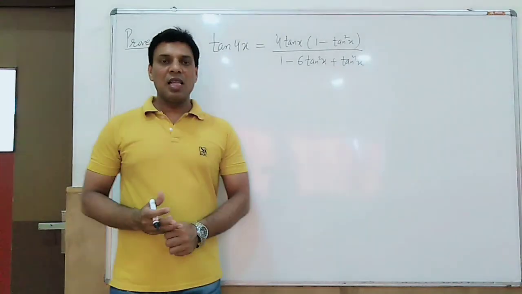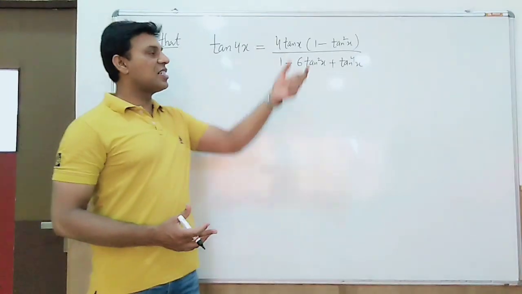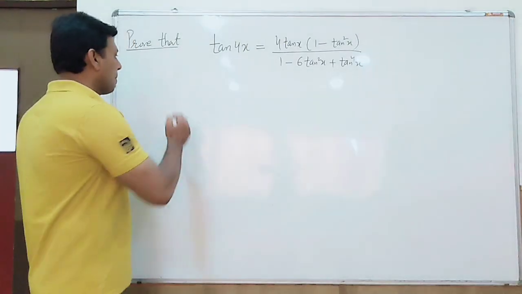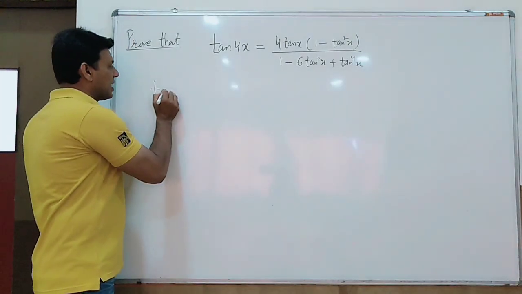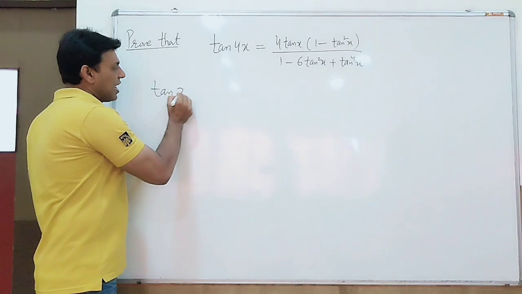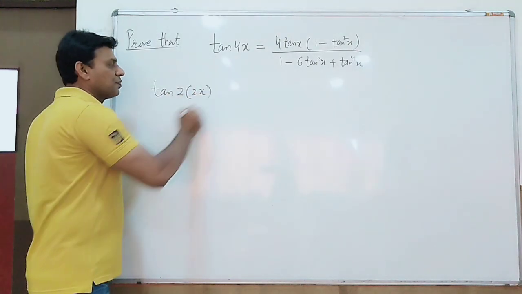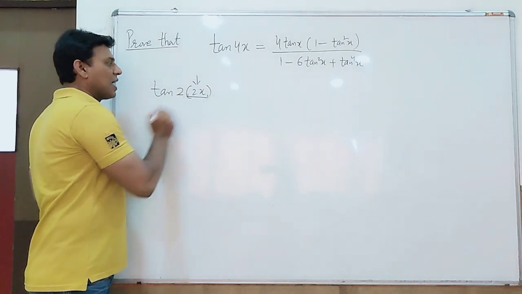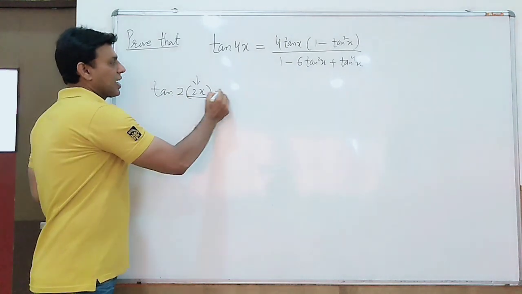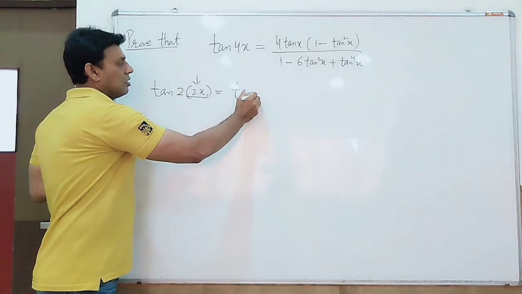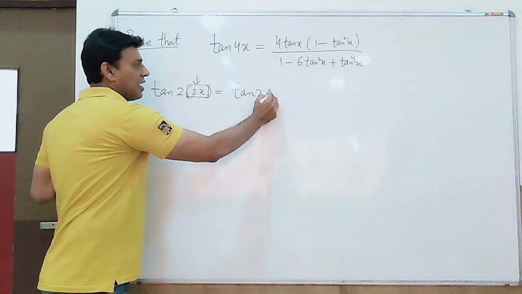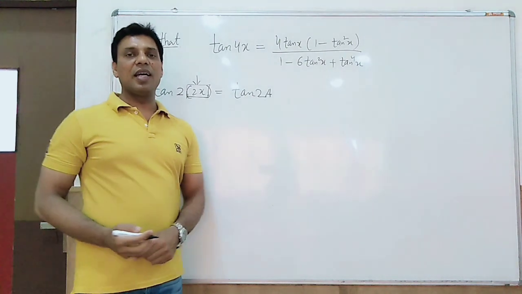In this question, we have to prove that tan 4x is equal to this. So see how we will use the formula. You know tan 4x can be written as tan 2 into 2x. And suppose for the time being, I can assume 2x as a. So I can write tan 2, and in place of 2x I can write a. So this is tan 2a.